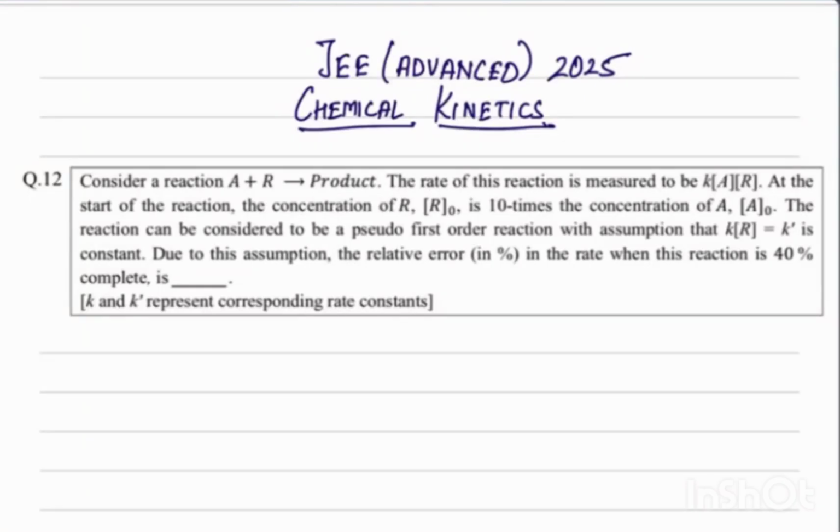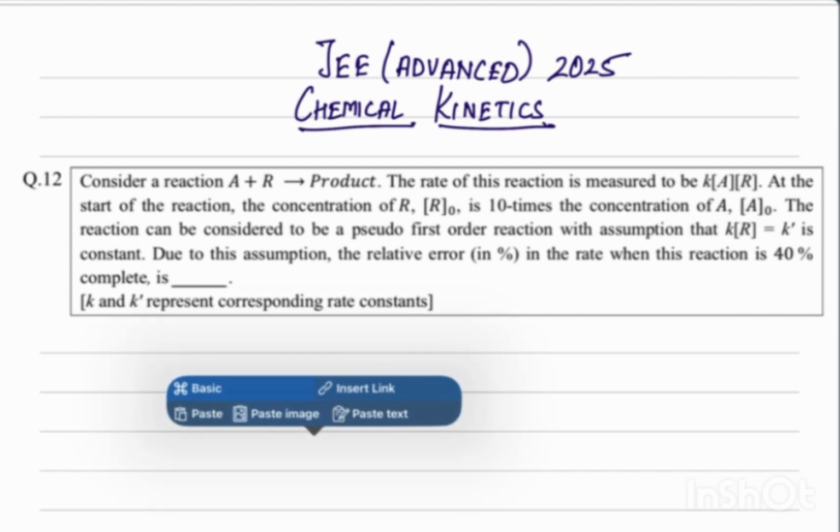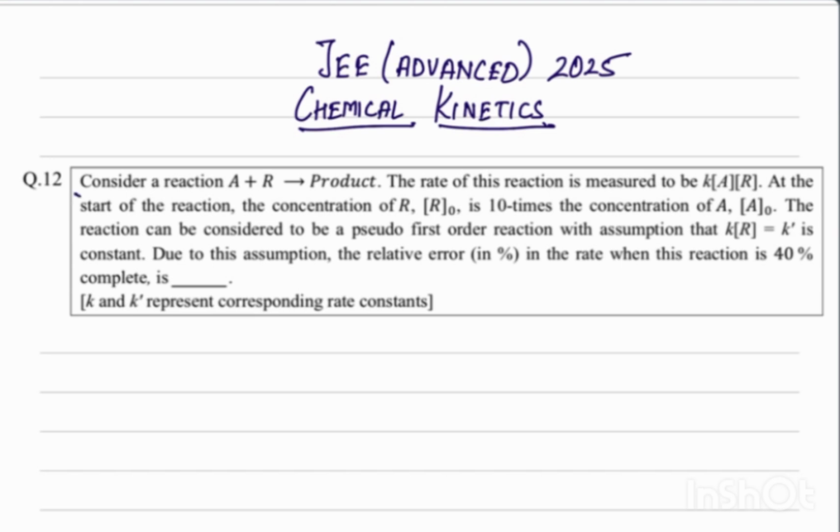Hello everyone, today we are going to discuss a question from JEE Advanced 2025 paper 2, which is from the chemical kinetics chapter. And in this question, if you see, what has been asked is: consider a reaction A plus R giving us product.